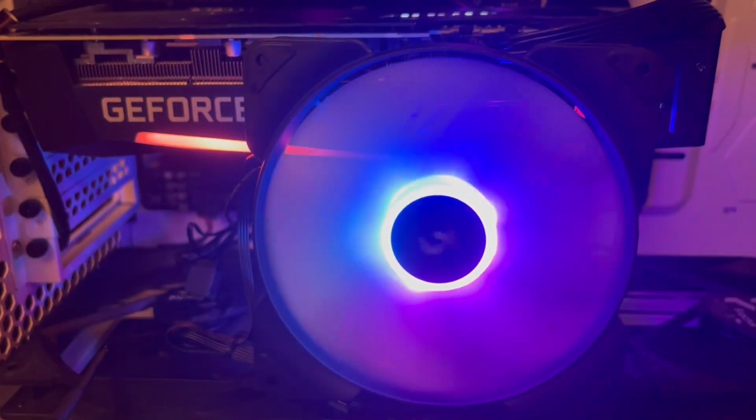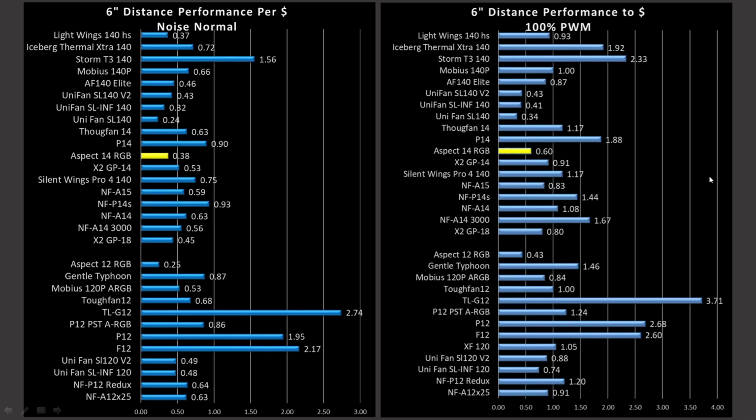Alright, let's get into the value proposition. And that brings us to the value proposition. The Aspect14 is a $40 fan, as I could find it on Amazon, so that is a very expensive fan for this level of performance. And as a note, once again, 120s and 140s can be directly compared against each other, except for CFM testing. In that scenario, they cannot be directly compared. But in all other tests, the two types of fans can be directly compared with each other.